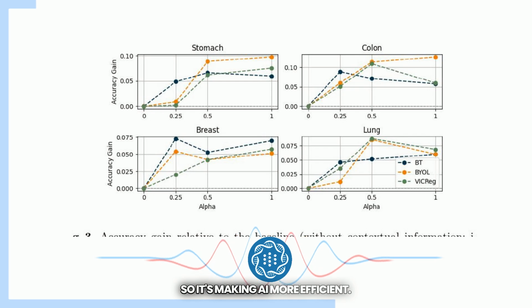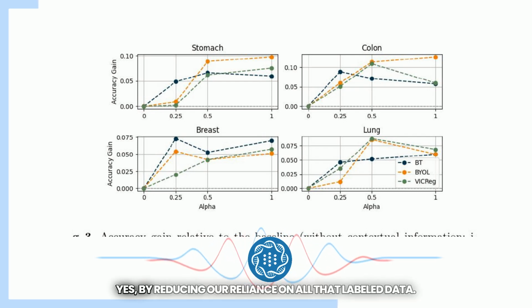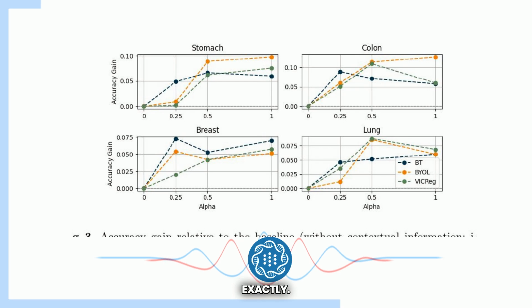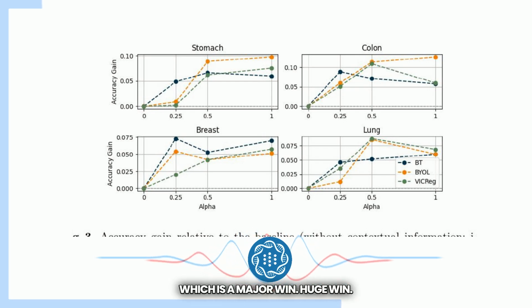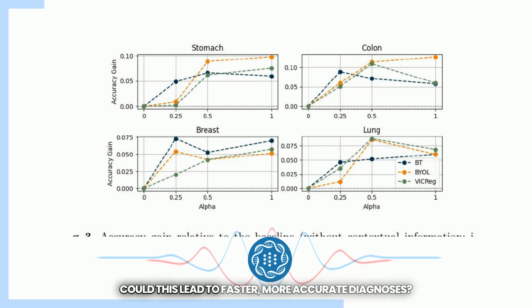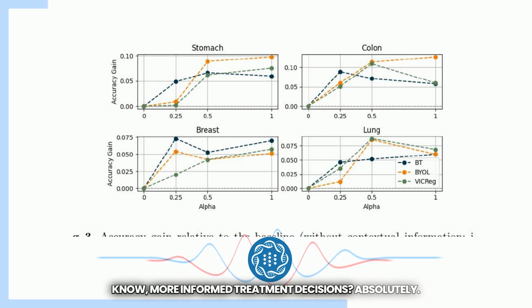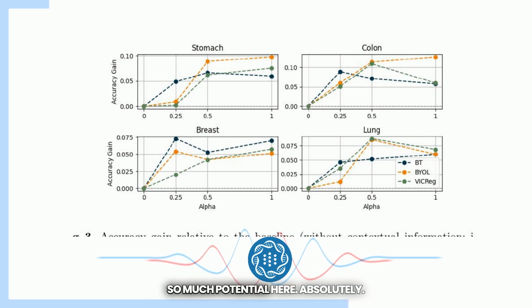So is it making AI more efficient and cost-effective? Yes, by reducing our reliance on all that labeled data, exactly. Which is a major win. Huge win. But what about the practical applications of this technology? Could this lead to faster, more accurate diagnoses? Could it help pathologists make more informed treatment decisions? Absolutely. There's so much potential here.